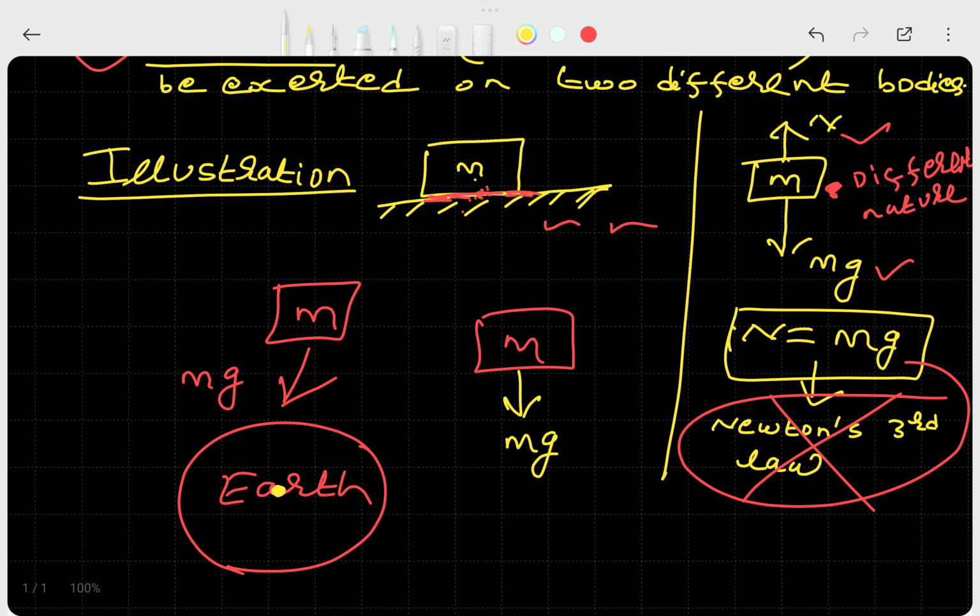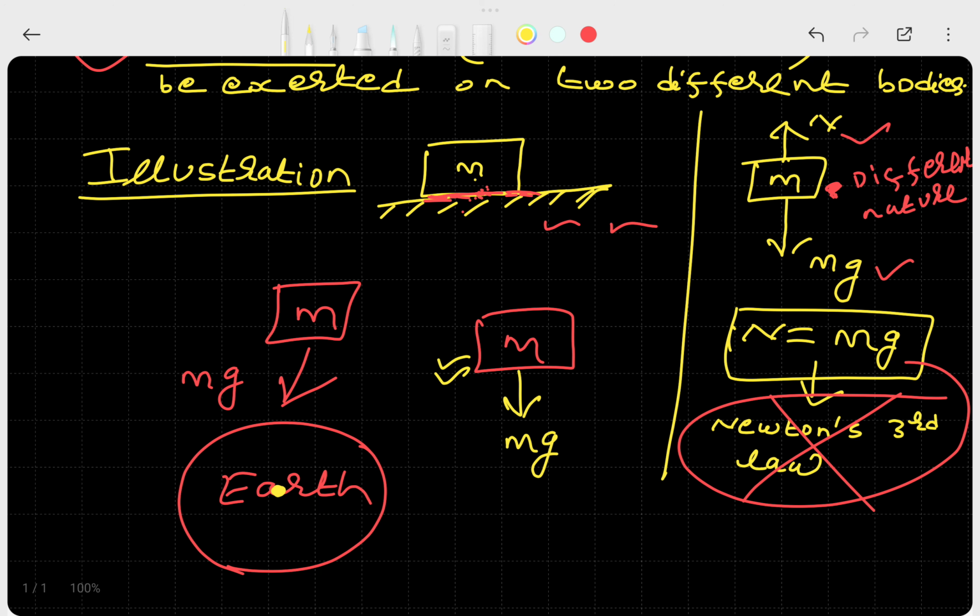See, this block is exerting gravitational force upon the earth, but the earth, due to its heavier mass, won't come up. Instead, this block, which is much lighter compared to the earth, will fall downward. It tends to go towards the center of the earth, but the earth won't come up.